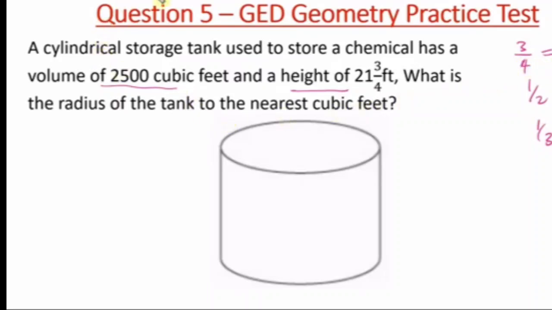From here, now you see we're given the volume, we're given the height, and we're told to find the radius of the tank. That's what we're told to find. The height is what?